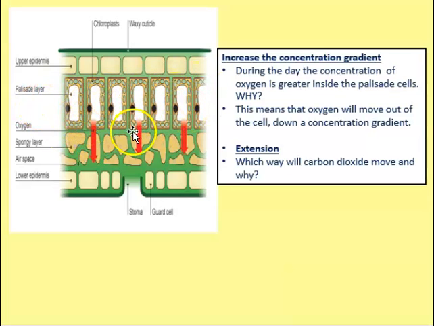Now that means that there'll be more oxygen in this layer, so it will move by diffusion across the cell, and there'll be more oxygen inside than there is outside, and therefore oxygen will move from the leaf out of the stomata into the air. So it's going from a high concentration to a low concentration. Now, the bigger the difference, the faster it will happen.